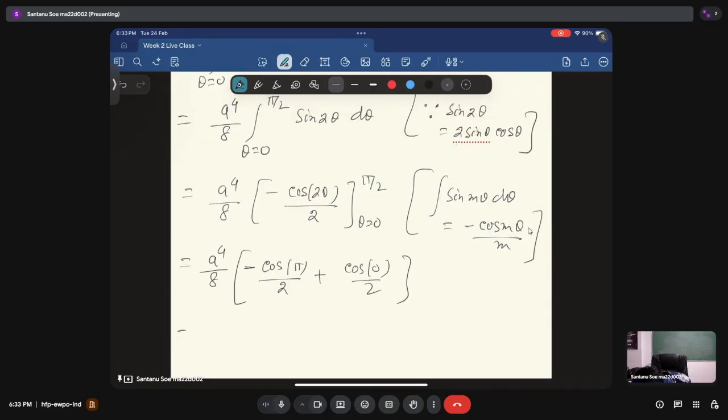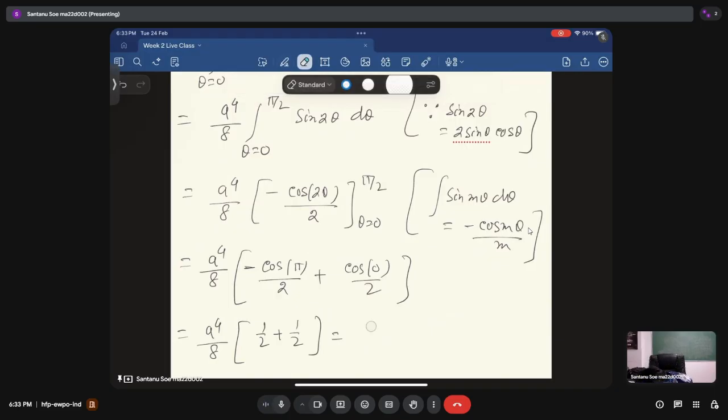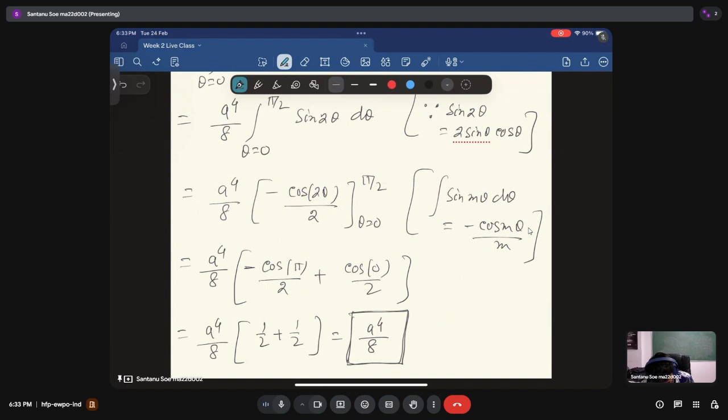correct? So this is a to the power 4 by 8. Now cos pi is minus 1, so it will be plus 1, so it will be 1 by 2, and cos 0 is also 1, so this is 1 by 2. Since 1 by 2 plus 1 by 2 is 1, this is going to be just a to the power 4 divided by 8. So this should be the answer, because here cos of pi is minus 1 and cos of 0 is 1. Okay. So I hope this is clear now. And so this will be the answer.